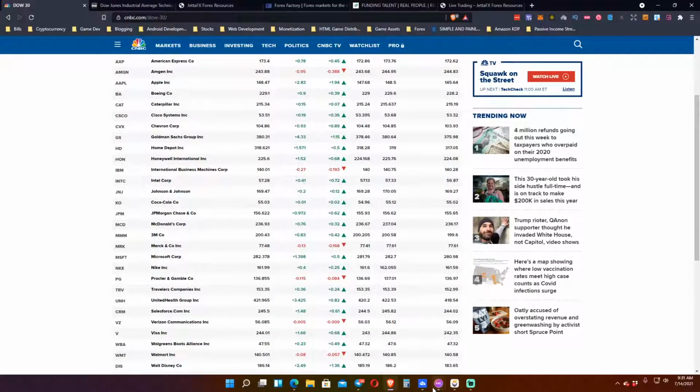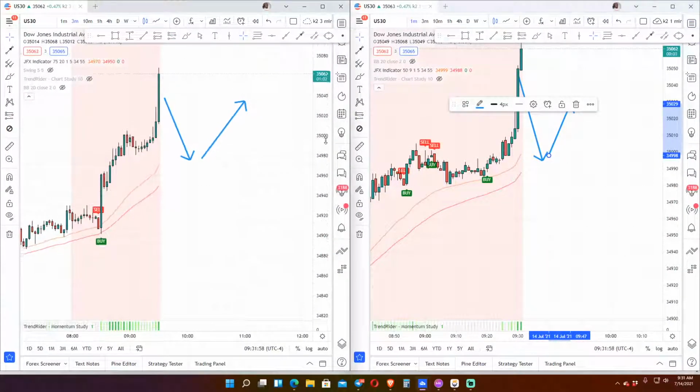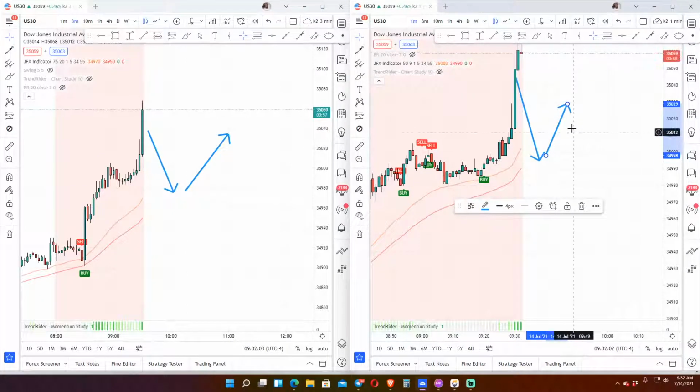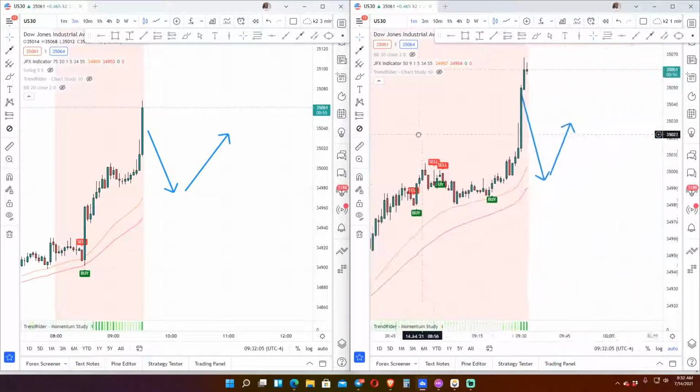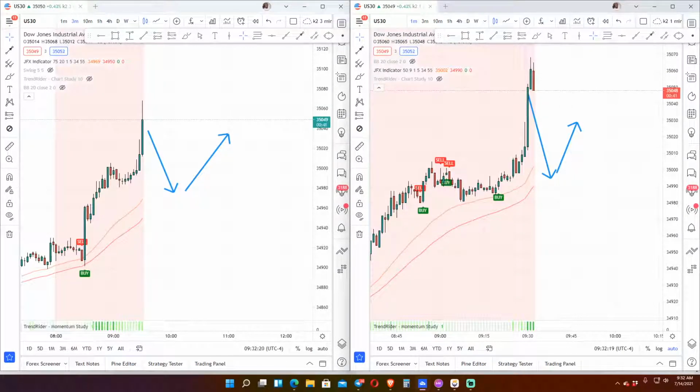All right, so yeah, like I said, I'm pretty much waiting for a pullback now. And as you can see right now on that 1 minute, it's starting to pull back, and that's exactly what I'm looking for.